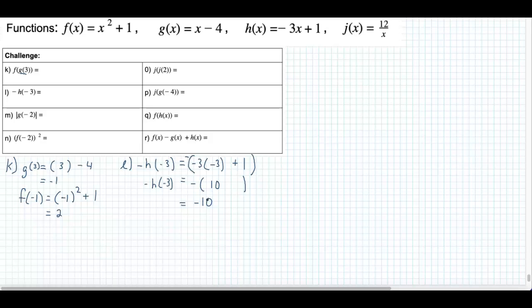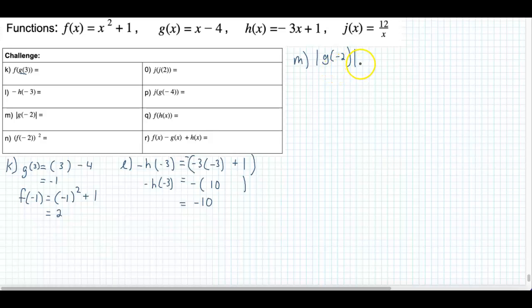Let's see, J, K, L, M. Let's take a look at M. M, we'll do that here. The absolute value of g of negative 2. Oopsie, let me just erase what I did. Negative 2. Okay, there we go.